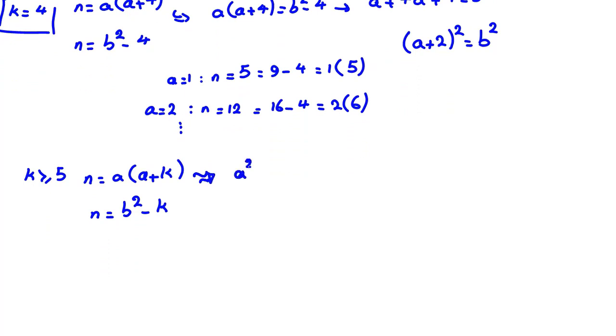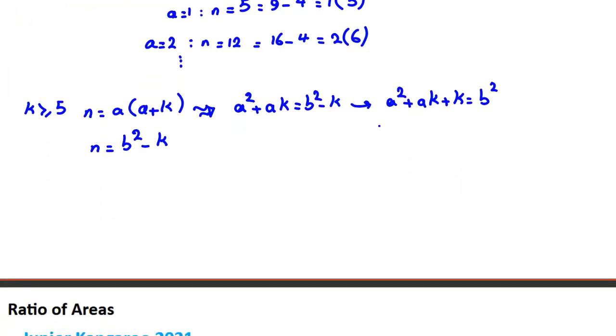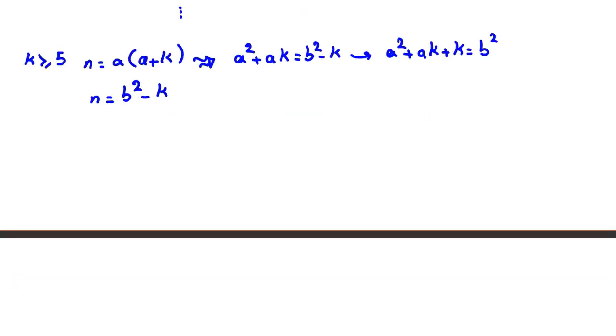Here, a squared plus ak equals b squared minus k. So we conclude that a squared plus ak plus k equals b squared. Because I want to place it between two consecutive perfect squares, it is important whether k is even or odd. Okay, let's consider the first case, k is even.